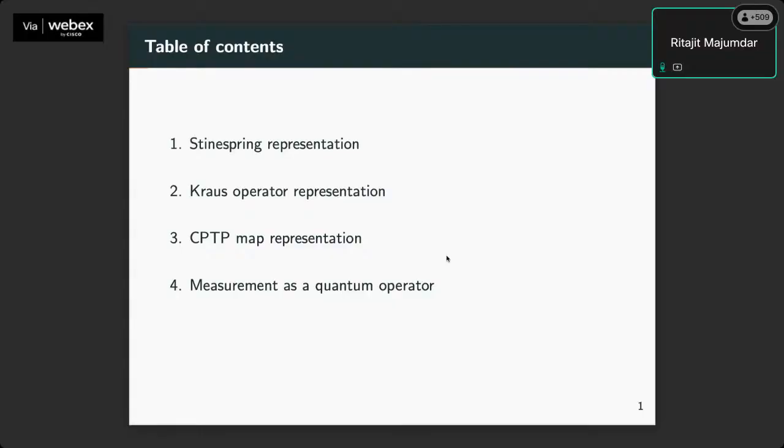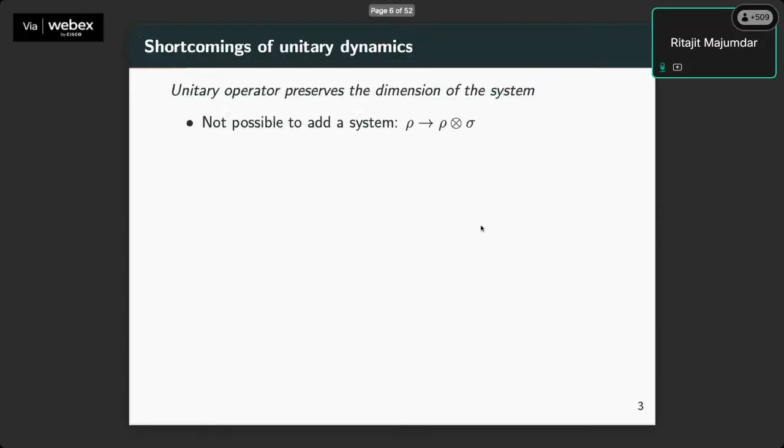It's because of your ignorance. It's because you are looking into only some part which you are calling the system and not the entire environment. That's why it appears as a mixed state to you, but ideally everything is pure state. So that is kind of the representation that the Stein-Spring representation is going to take.